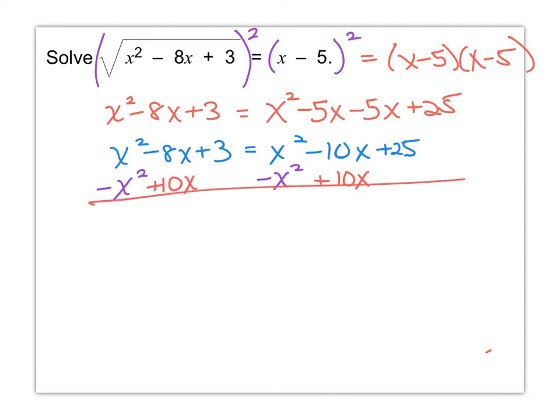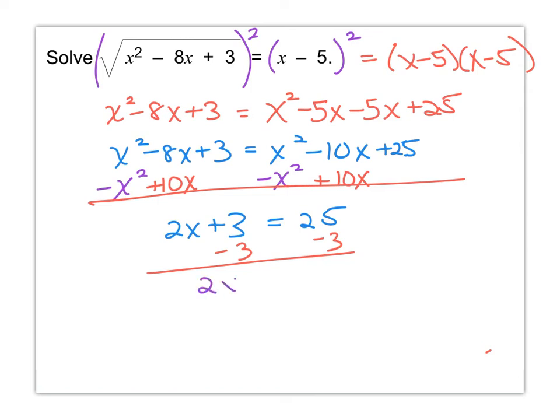In addition, we can add 10x to both sides. And let's see what this works out to be. The x squared minus x squared are opposites. The minus 8x and the plus 10x is 2x. You can bring down the plus 3. And the x squared minus x squared on the right side are opposites. The minus 10x and the plus 10x on the right side are opposites. So we get 25.